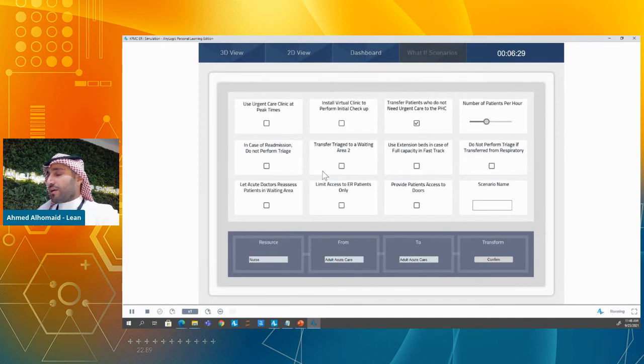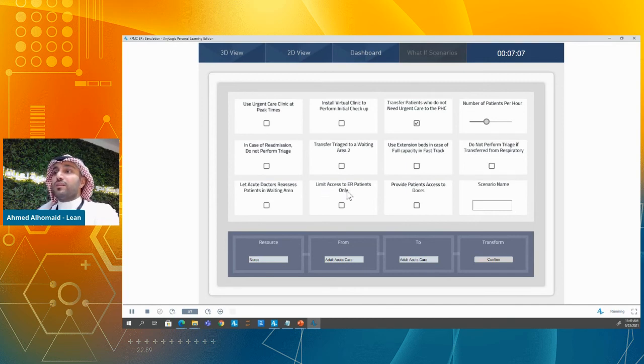Another scenario is transferring people to triage in a waiting area number 2, in case the waiting area has reached its full capacity. Also using extension beds in case of full capacity in fast track. Another scenario is do not perform triage if transferred from the respiratory zone, just admit them right away. And if there is a doctor that is actually free, but the beds or the rooms are full, we can let acute doctors reassess patients in the waiting area as a scenario.